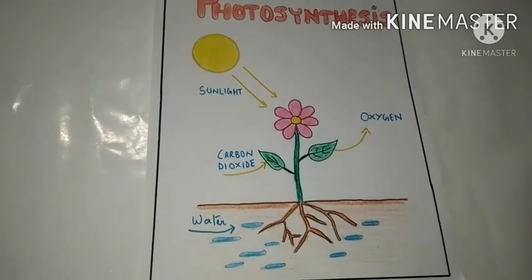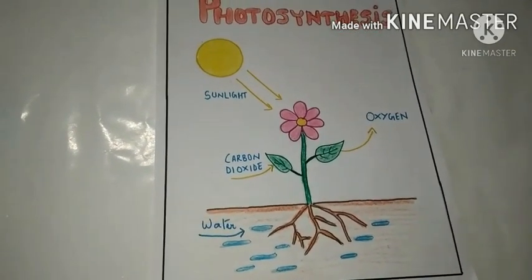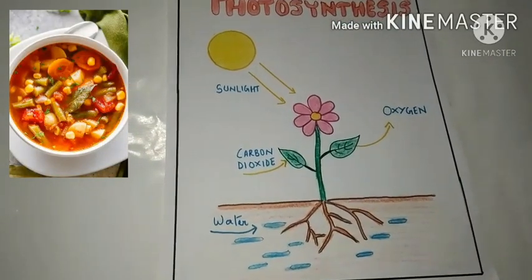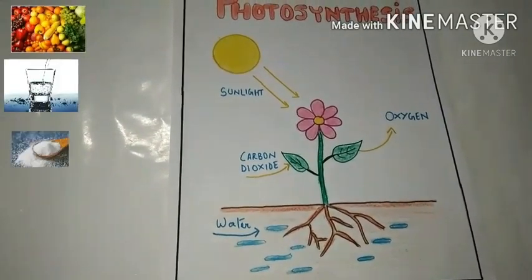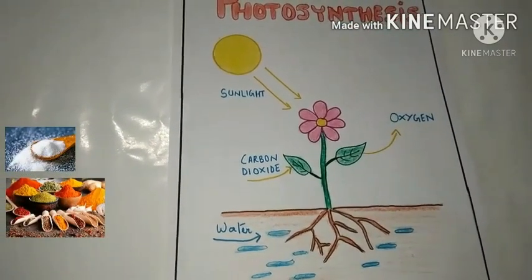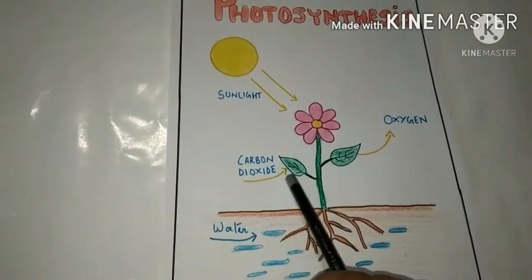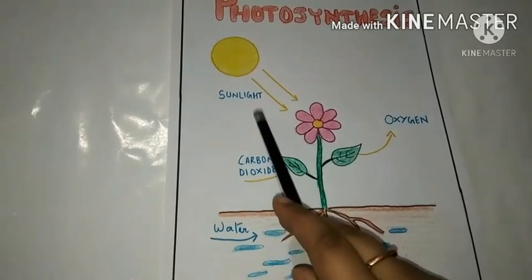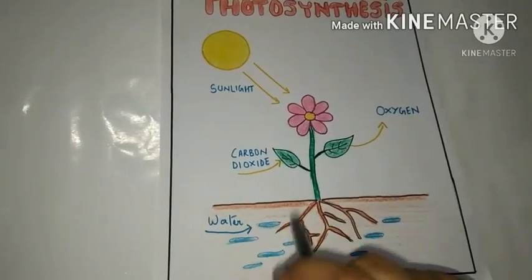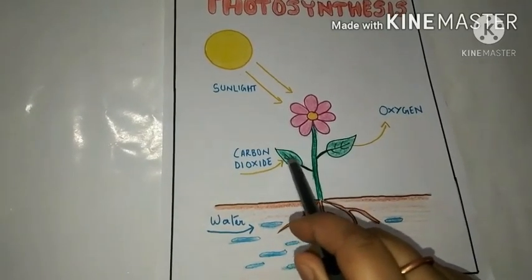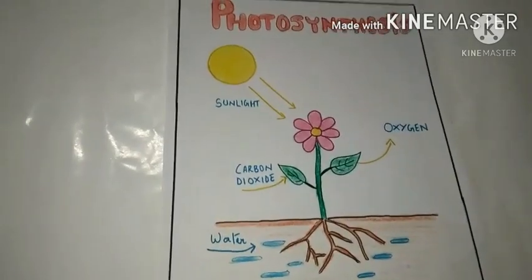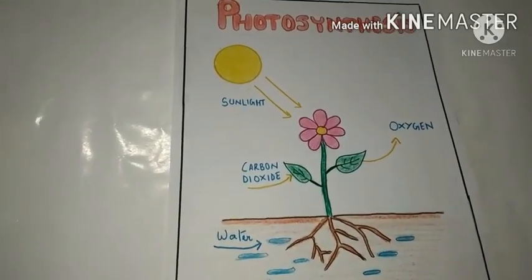Now let us try to understand it with the help of a diagram. Suppose your mother wants to prepare vegetable soup for you. For preparing vegetable soup, she will be requiring various vegetables, water, salt and various other spices. In the same way, for preparing food for the plant, leaves also require various materials like sunlight, carbon dioxide, water and chlorophyll. Now where is the chlorophyll? It is present on the surface of the leaf.